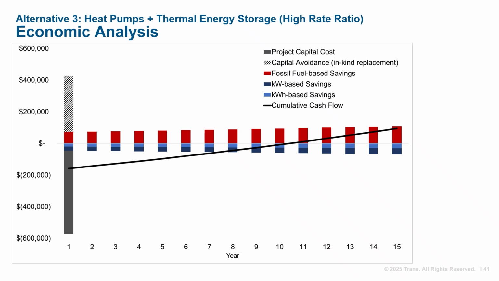The project capital cost in gray does go up to account for the ice tanks and installation. The electrical demand savings is much better now because the presence of thermal storage tanks allows us to shift energy use to off-peak hours. The cumulative cash flow line is sloped upward and shows an investment payback at year 10.